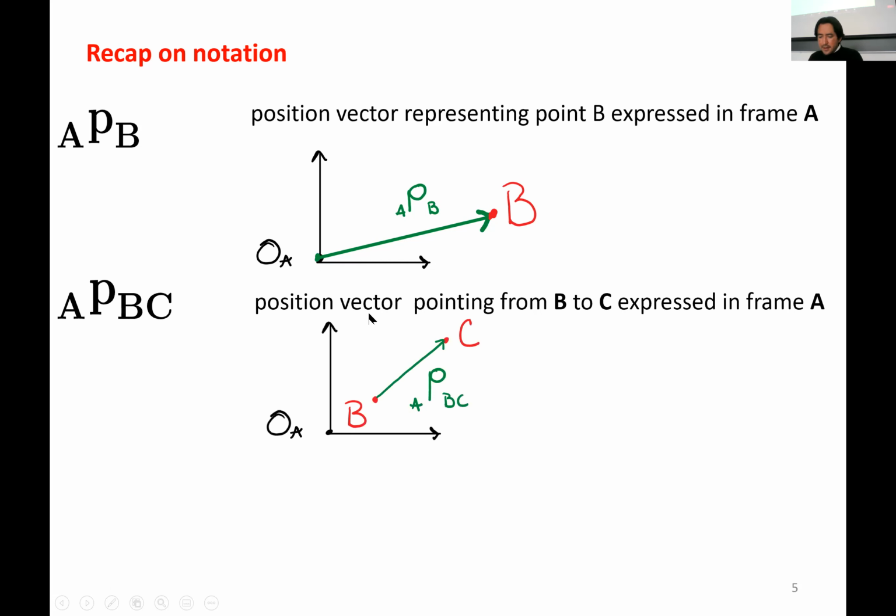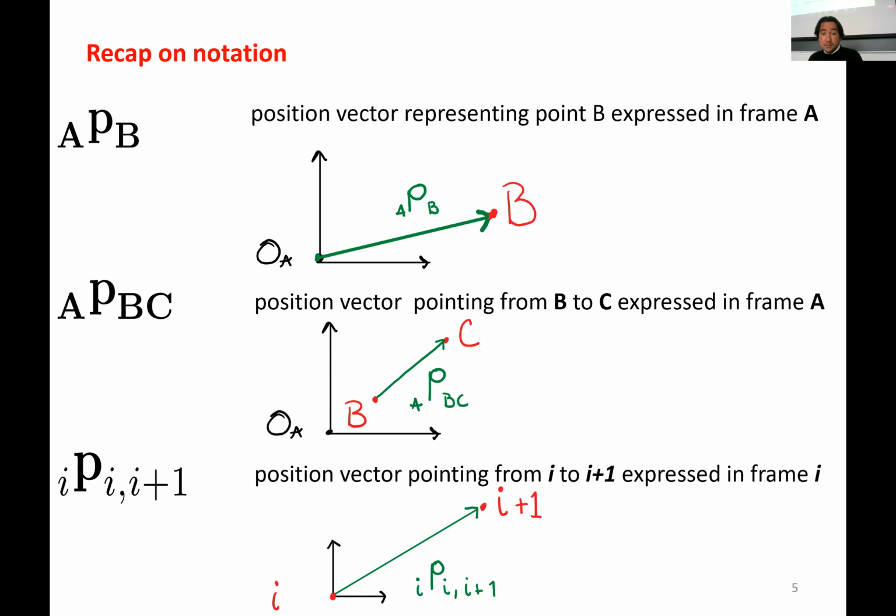Then we have an alternative way of doing this. Let's say we have 2 points in the Cartesian space. We can read this vector as the position vector pointing from B to C expressed in frame A. It's important always to keep in mind that we always want to say in which frame we're expressing things, because you can only add things up in the same frame.